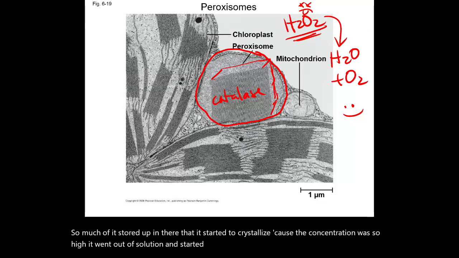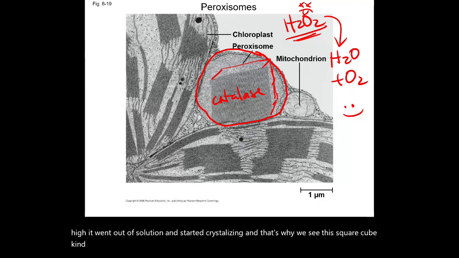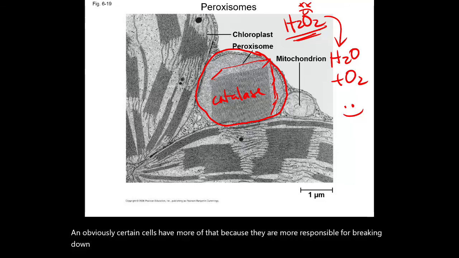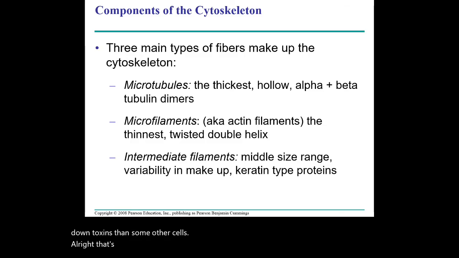And that's why we see this square cube kind of a strange shape inside of the peroxisome, because that's where catalase is stored. And obviously certain cells have more of that because they are more responsible for breaking down toxins than some other cells. All right, that's a peroxisome. And we're going to take a break here and save this for the next video.